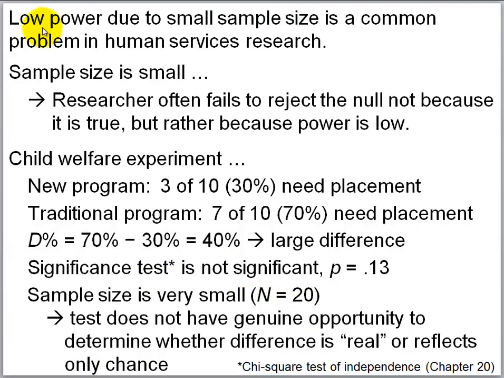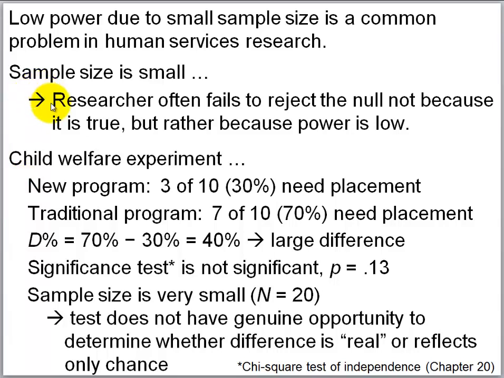Now low power due to small sample size is a common problem in human services research. When sample size is small, the researcher often fails to reject the null, not because the null is true, but rather because power is low. And you know, when power is very low, in essence, you don't have a genuine opportunity to reject the null. Now let's look at an example where power is low.